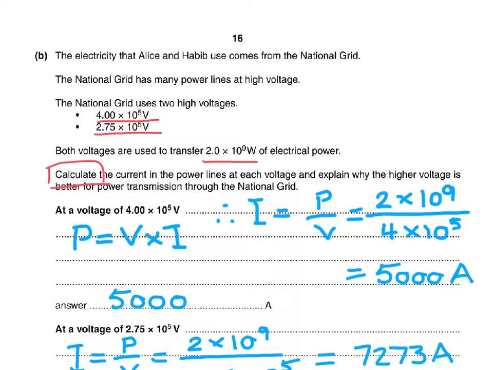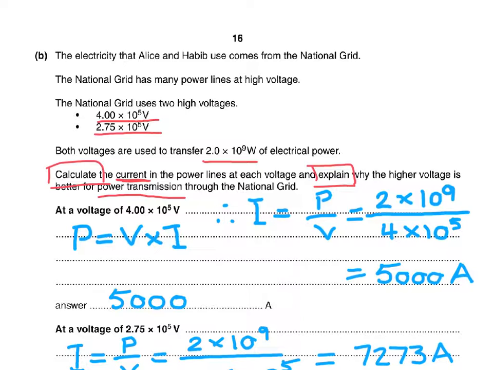Calculate the current in the power lines at each voltage, and explain why the higher voltage is better for power transmission through the national grid. They've broken the calculation down into 2 steps for us. The first step, at a voltage of 4 times 10 to the 5 volts. We need to find the current. The equation that links power, voltage and current is on page 2. Power equals voltage times current. We need to rearrange it so that the current is equal to the power divided by the voltage.